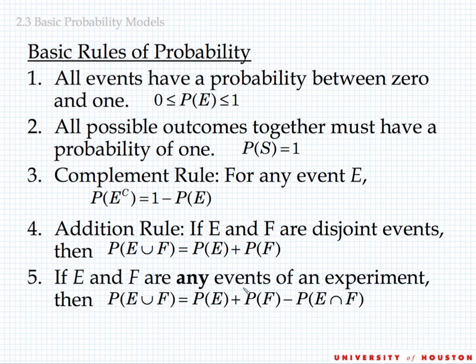If E and F are any events of an experiment, then the probability of E union F is equal to the probability of E plus the probability of F minus the probability of their intersection. Notice that this also applies for number 4, because if they are disjoint, then the probability of E intersect F is 0, since disjoint events have the empty set in common.